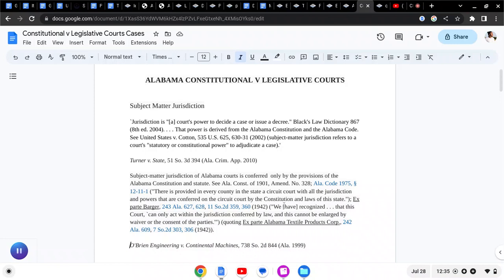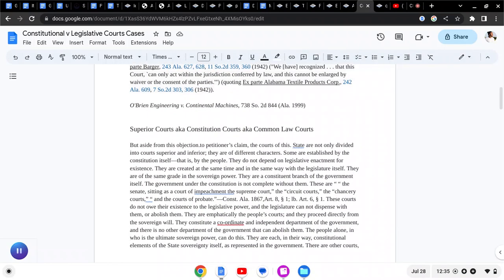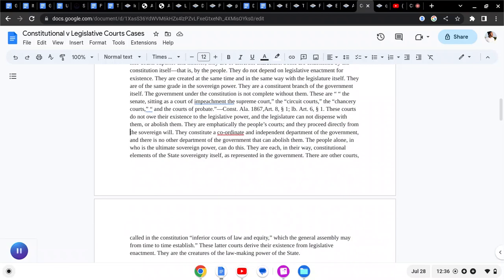We have recognized that this court can only act within the jurisdiction conferred by law. By law, they're talking about statute. That's what by law means. And this cannot be enlarged by waiver or consent of the parties. Scroll on down. Okay. Now we're going to talk about the courts that are created by the Constitution. That will be the superior courts, aka constitutional courts, aka common law courts. There are no statutes being used in this court. All right. Scroll back up.